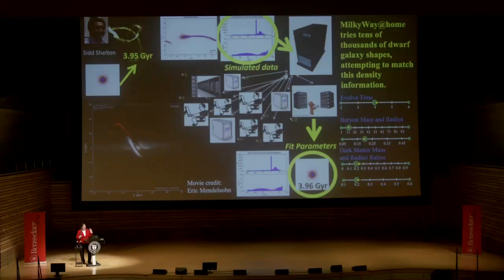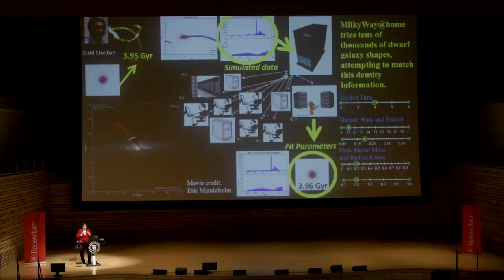And my graduate student, Sid Shelton, wrote his thesis doing the following thing, which is to take a dwarf galaxy, run this simulation to make a stream, then give Milky Way at home only the information about the density of stars along the stream and the dispersion of the stream, how wide the stream is, and it was able to recover the shape and the mass of both the stars and the dark matter in the dwarf galaxy that fell in. And so we know the information for that is there.